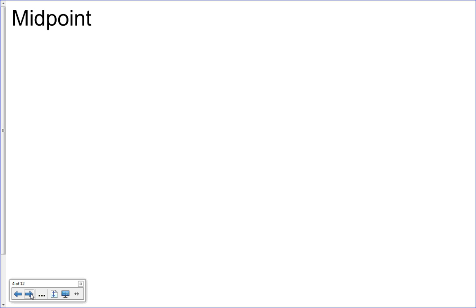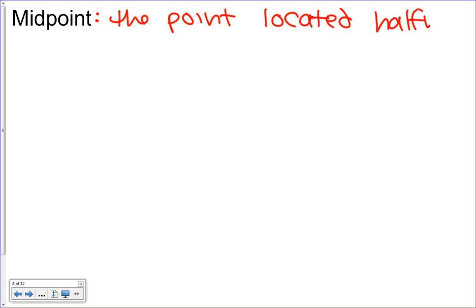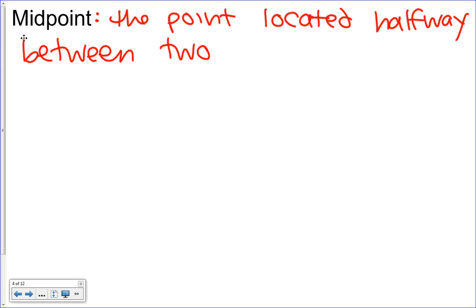So your first definition is a midpoint. A midpoint is the point located, oopsies, that is not how you spell located, halfway between two objects or points. They could be whatever you want them to be.